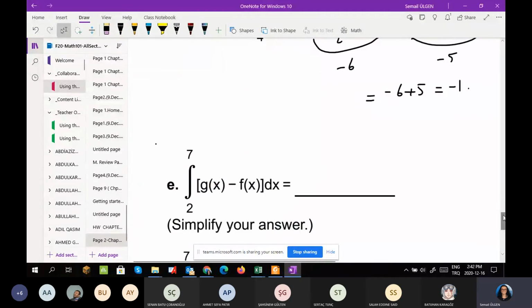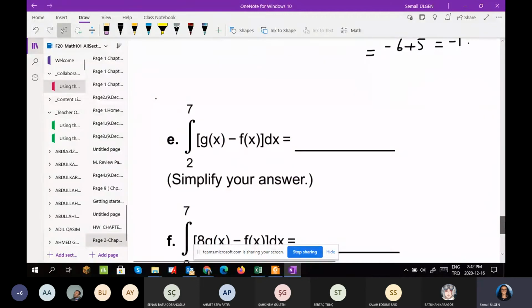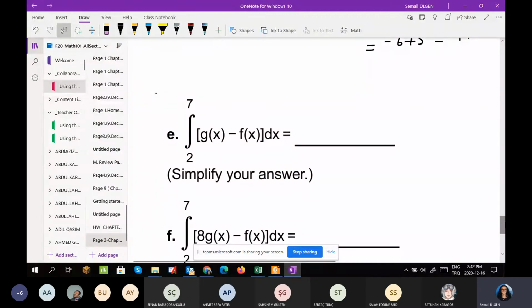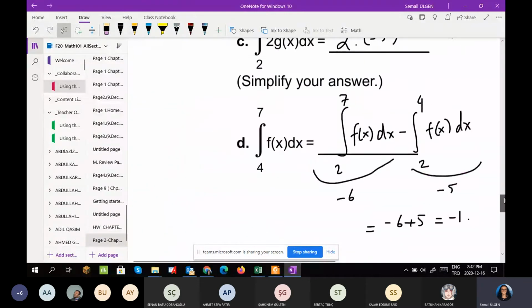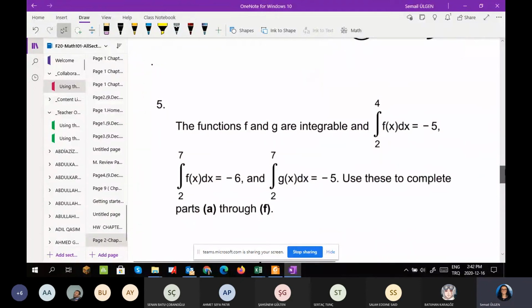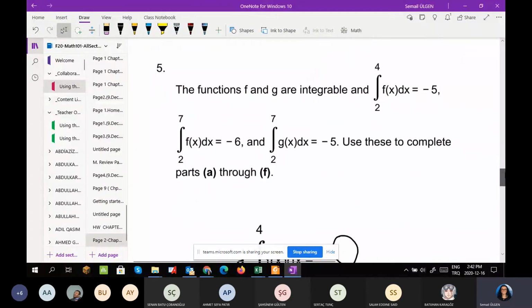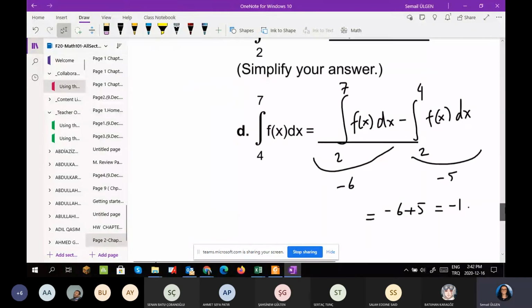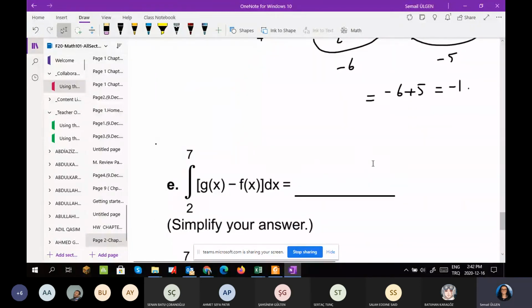Okay, and then this time, what does it say? g minus f. The integral from 2 to 7 of g, what was it? 2 to 7 of g is -5. 2 to 7 of f is -6. We take the differences. -5, -6. Okay, so this is going to give us -5 minus -6. Yeah, this is going to be 1.